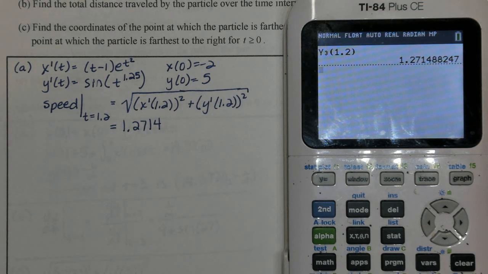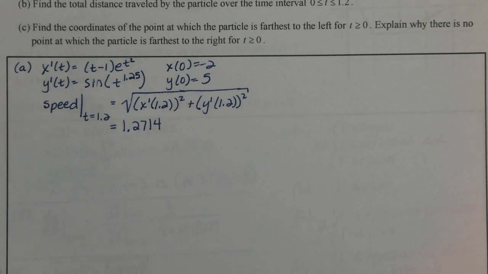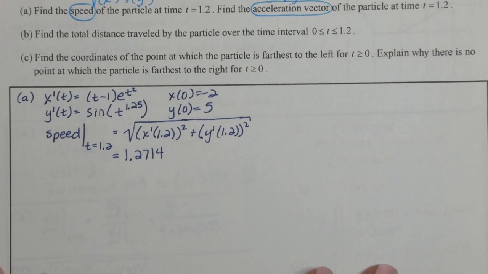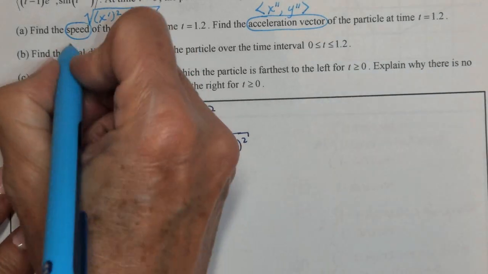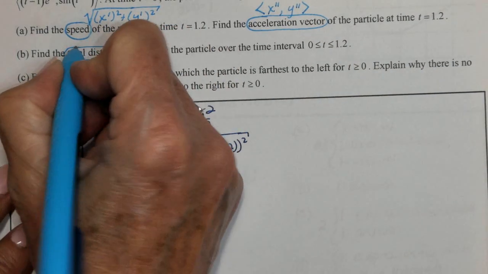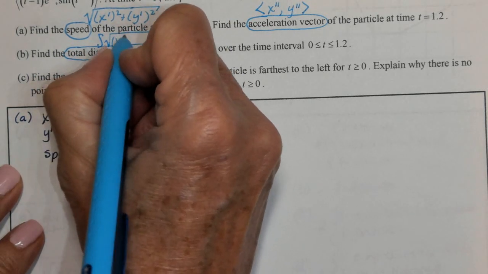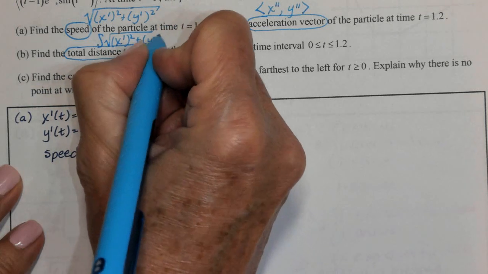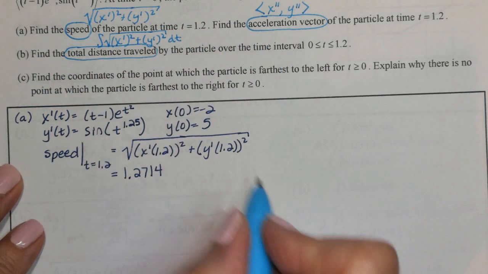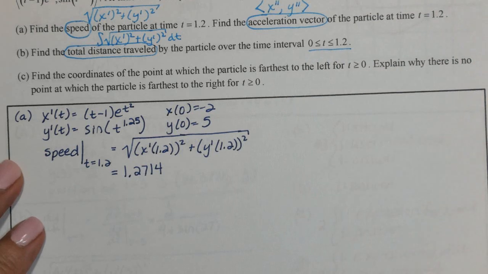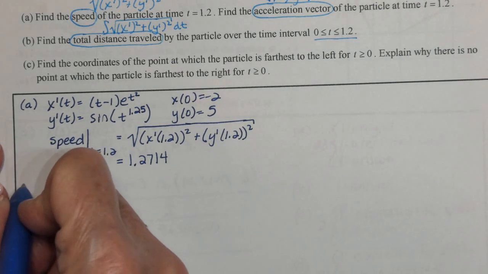And now that speed is stored in for y3, I can also get total distance traveled. I'm sure they're going to ask me that. I can see it right here. So I know that they're going to ask me that. Now I can use that speed function when I'm finding total distance traveled as well. Let's take a look at part B. Find the total distance traveled. Okay, total distance traveled is the integral of speed from 0 to 1.2.